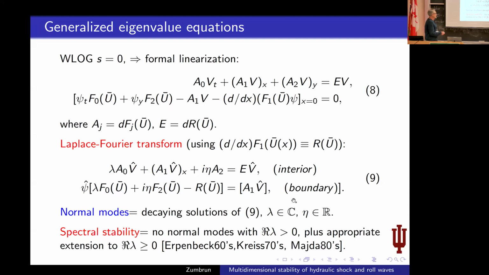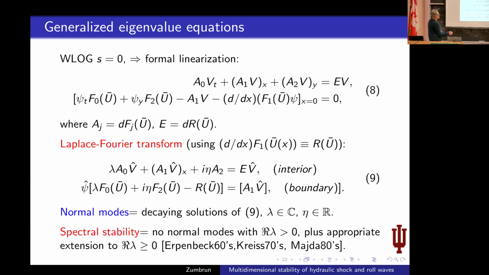Normal modes are decaying solutions of 9. By decaying, I mean that they decay, let's see, what do I mean? Oh, sorry. This is for shock waves. I'm so sorry. This is not the periodic cell. This is for shock waves. So they need to decay out at infinity.